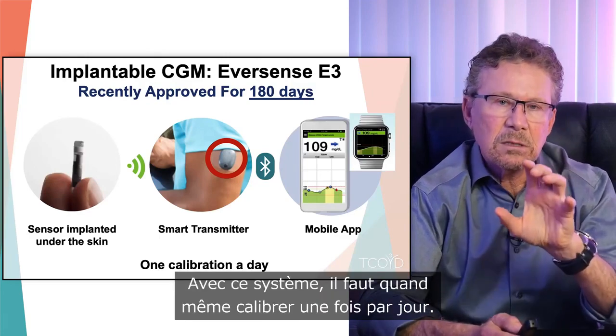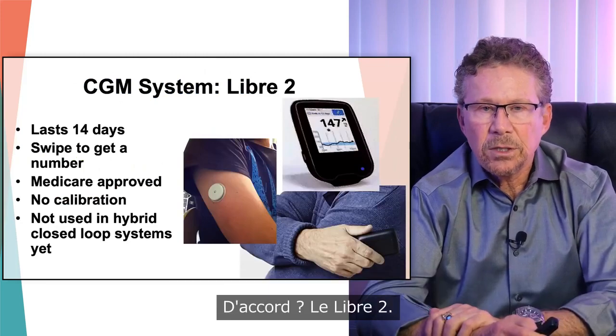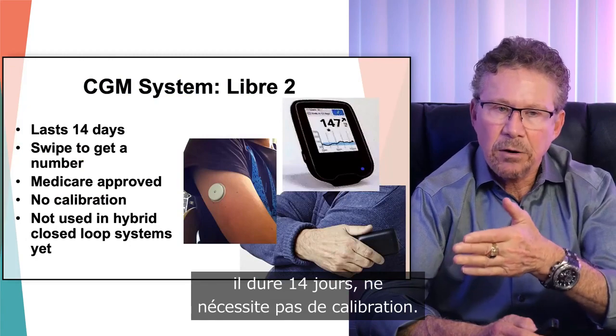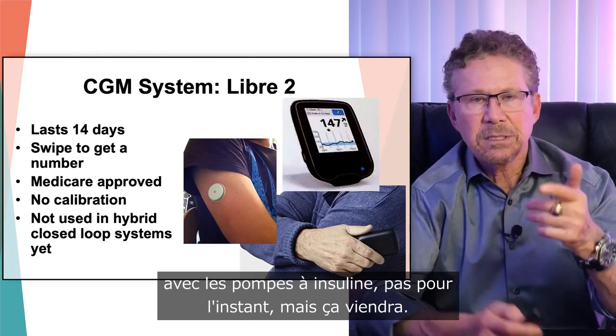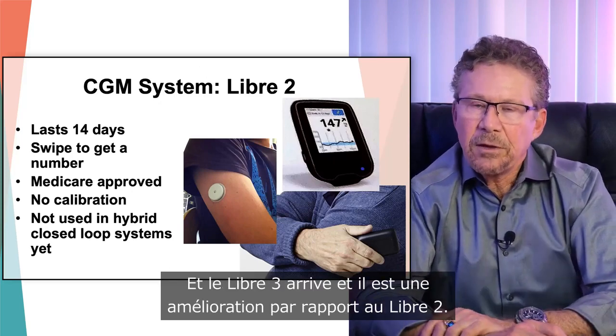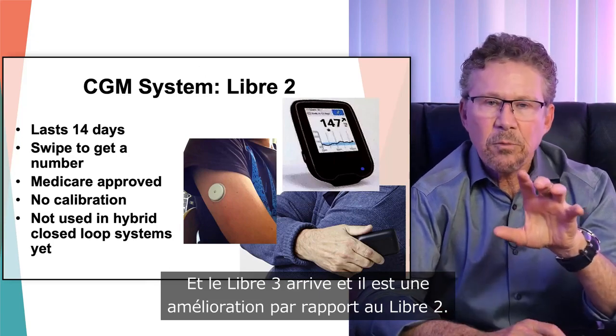This system, you still need to calibrate once a day. Okay, the Libre 2. Now it has alerts and alarms. It lasts 14 days, doesn't require calibration. It's eventually going to hook up to insulin pumps, not at the current time, but that will come. And the Libre 3 is coming, and it is an improvement over the Libre 2.